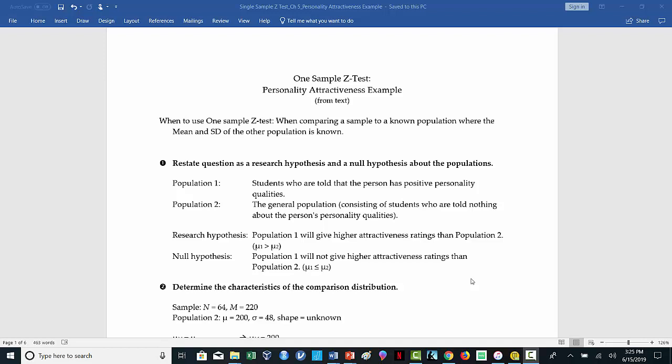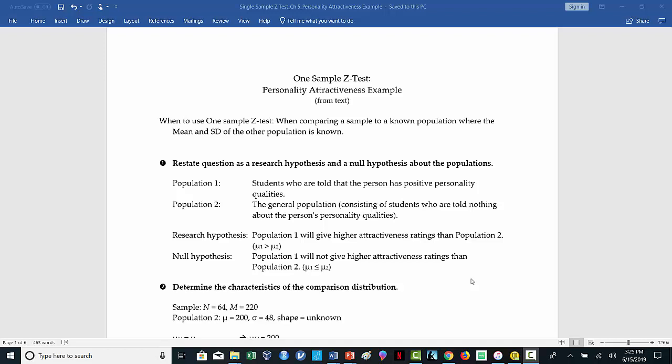kind of comparison distribution. In the previous chapter's example, we were trying to see whether one single individual, that was our sample, was statistically significantly different than a known population. See if they were likely to be different from a known population. In this example, it's the same sort of idea.